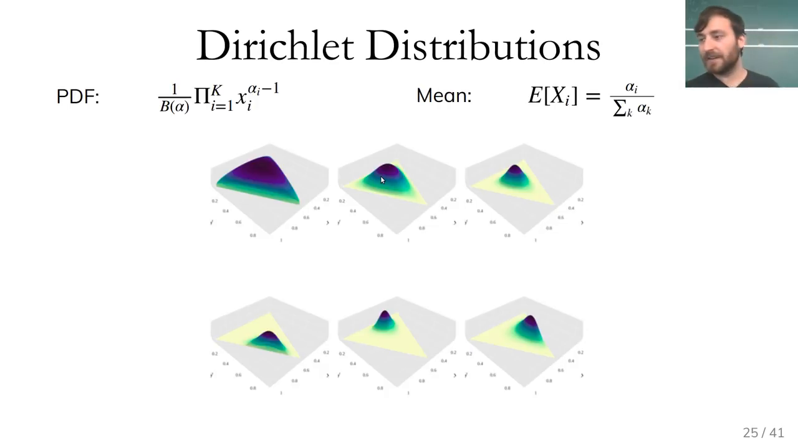Here, this is a picture from Wikipedia showing this for three probabilities, so in two dimensions. So let's say k would be 3, so the corners here correspond to the probability of the k side being 1 and the probability of the other ones being 0.